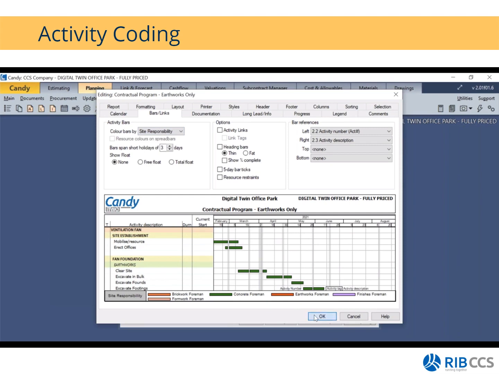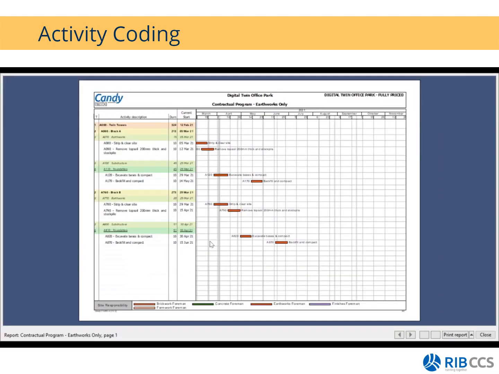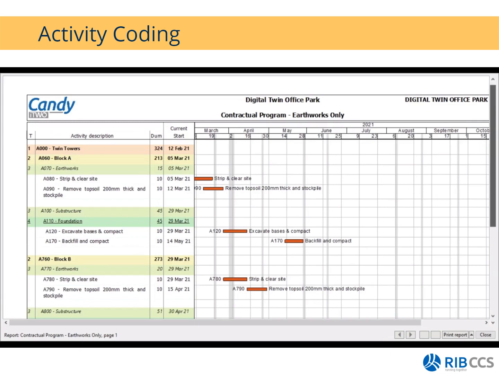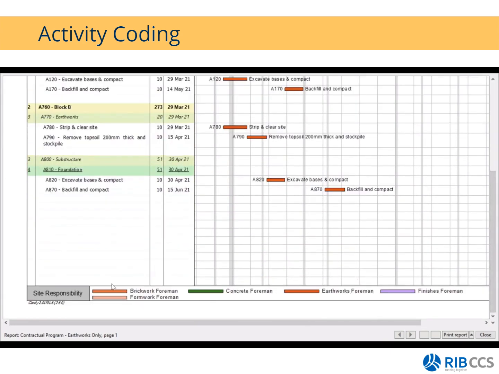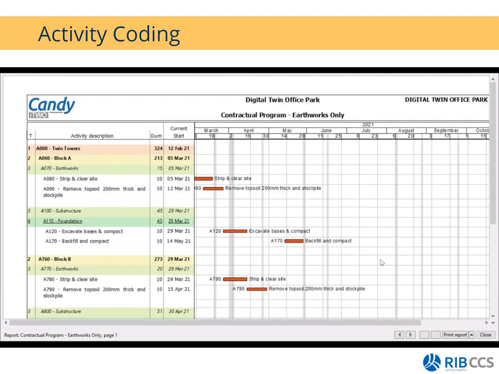And then when I click on OK and preview, now my bars are an orangey color because I have selected an orangey color. And if you look at my legends over here, orange is for my brickwork foreman, green for my concrete foreman, a deeper orange, I suppose, for the earthworks and finishes and so on. Okay, so that is where the color comes in. So you don't have to put color, but if you do make use of the color option, you just go to bars and links to make sure that you color your bars by these various colors.